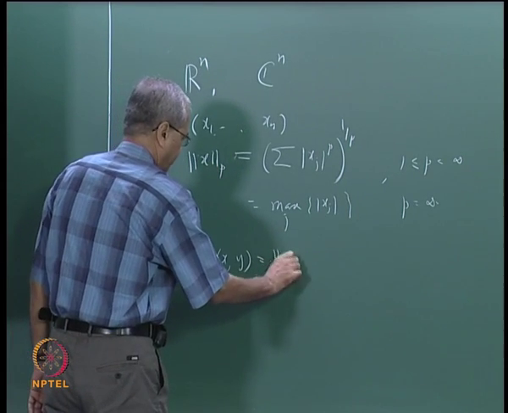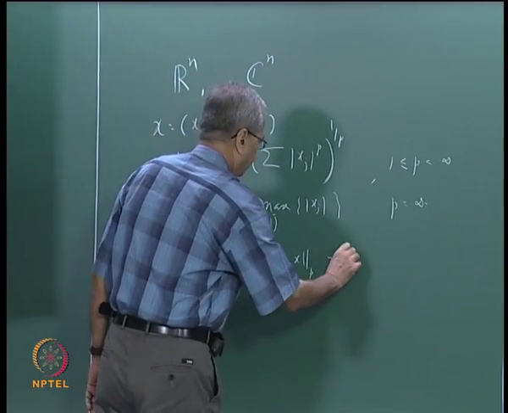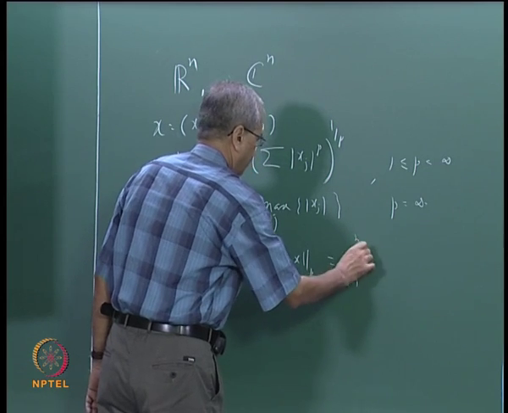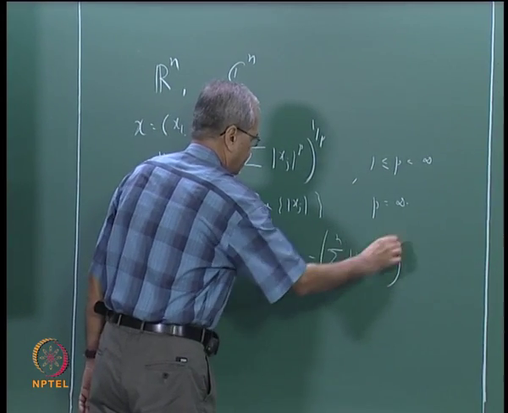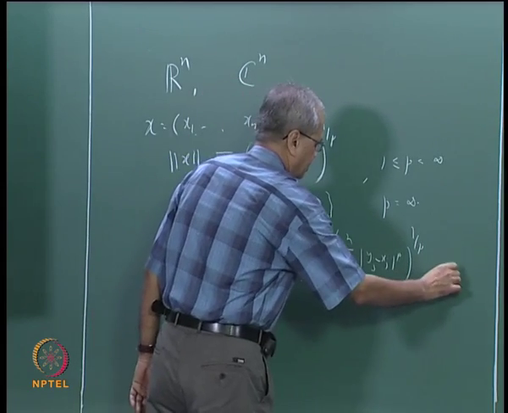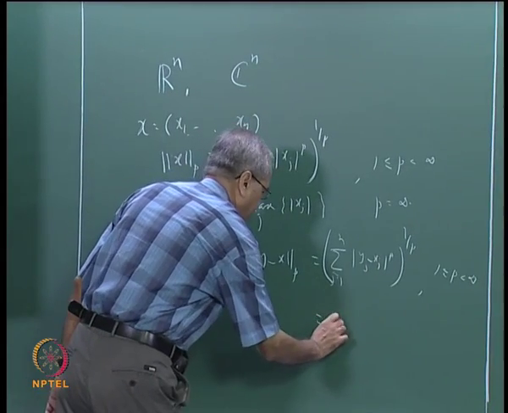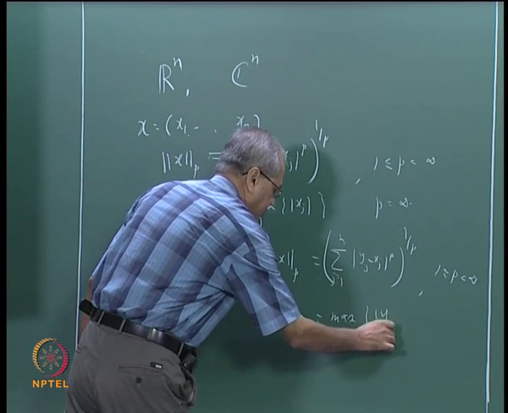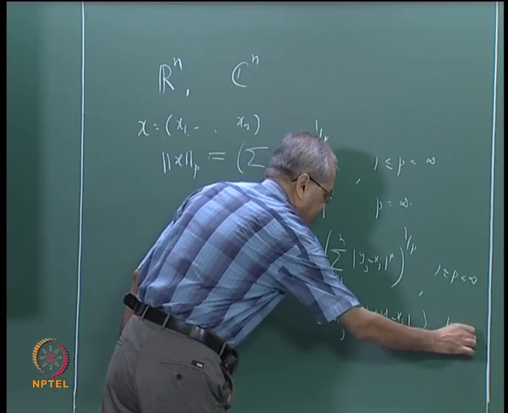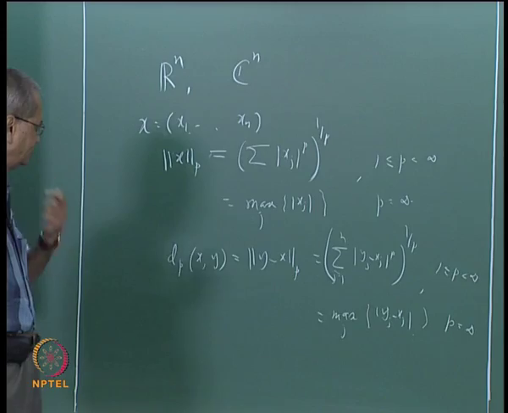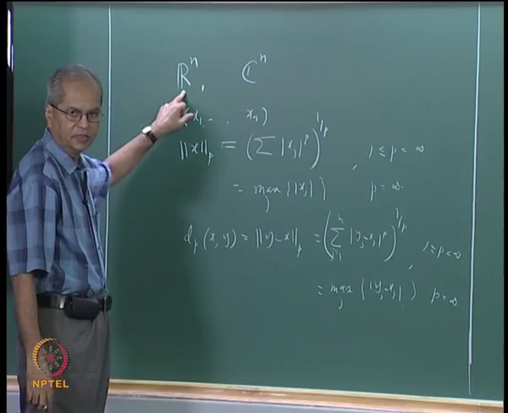that would be nothing but norm of y minus x suffix p, and that will be by our definition sigma j going from 1 to n |yj minus xj|^p, and then this whole thing to the power 1 by p if 1 ≤ p < infinity, and in a similar way it will be maximum of |yj minus xj|, maximum taken over j, for p equal to infinity. Each of these will be a metric on Rn, and similarly on Cn.